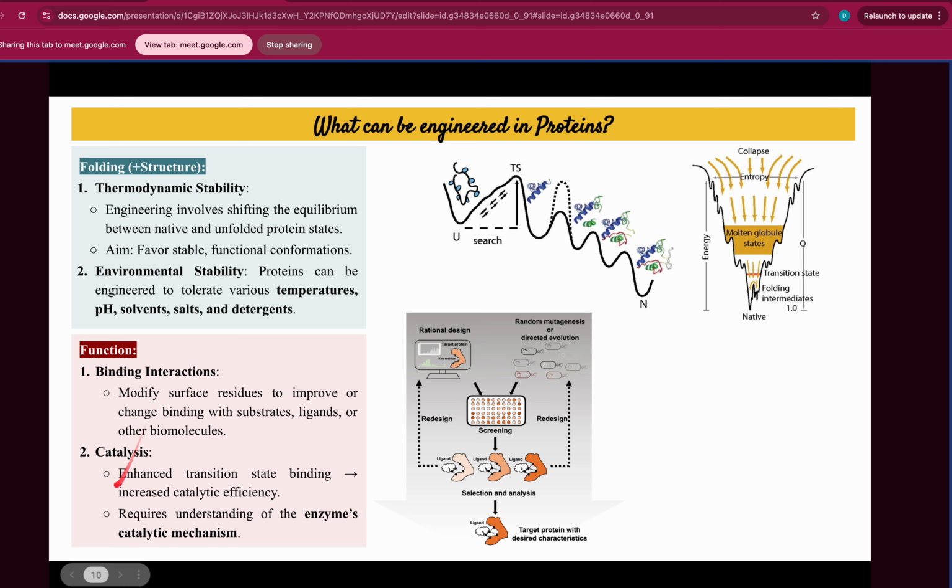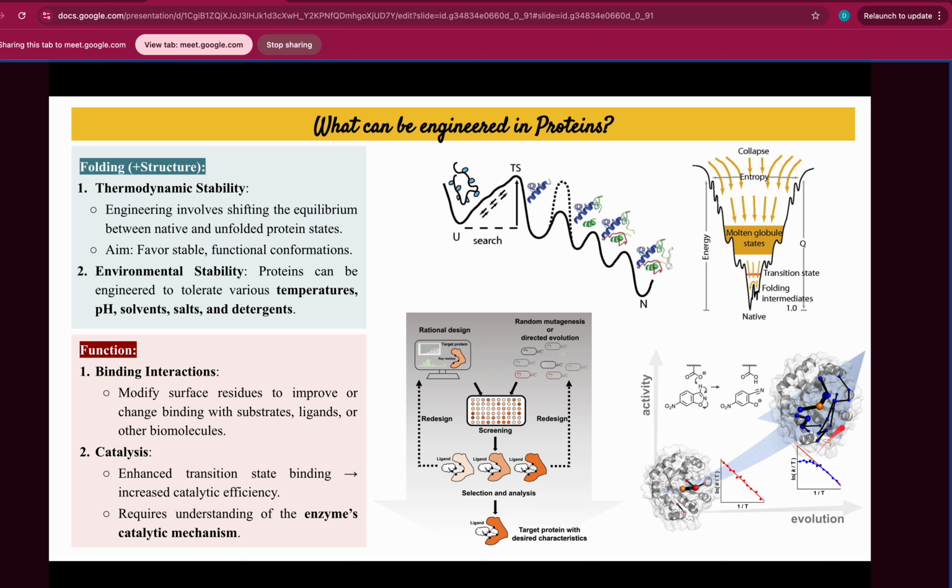So now we can improve this catalysis. There are certain enzymes which perform this reaction quite quickly. So those detergents will be cleaning the clothes in a few seconds, whereas the others might take long. So this catalytic activity can be improved. So enhance transition state binding and increase catalytic efficiency. So this is one example of how the activity is increasing from this particular state to this state by just making a few changes in the protein.